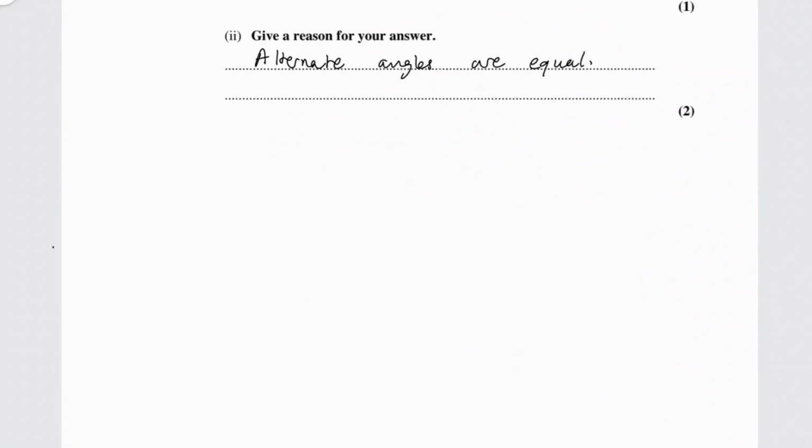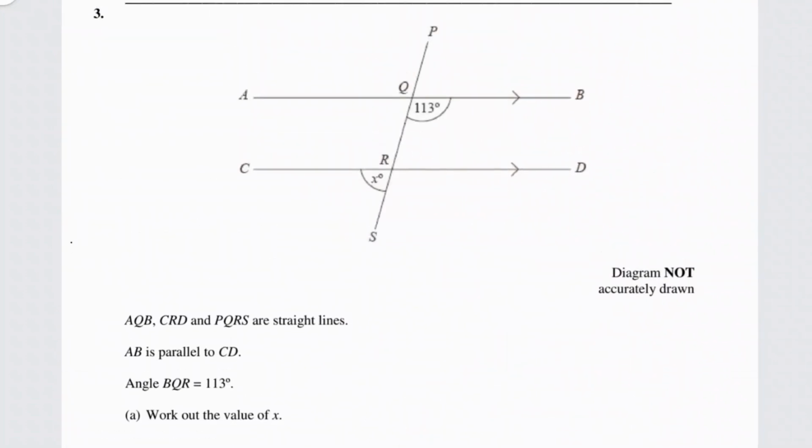And question 3. We're told that we've got 3 straight lines, and we're told AB is parallel to CD. So this one here is parallel to this one here, which means we're going to get some angles that are the same. This angle here, this 113, will also be 113 here, because they're vertically opposite. It will also be 113 here, because it's alternate to this angle, or corresponding to this angle.